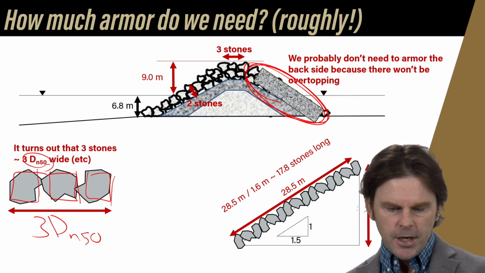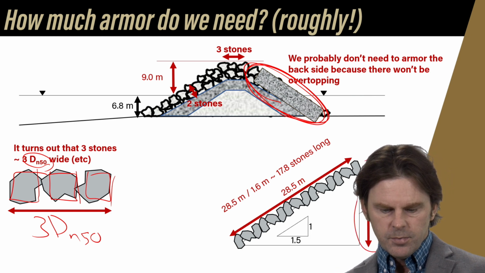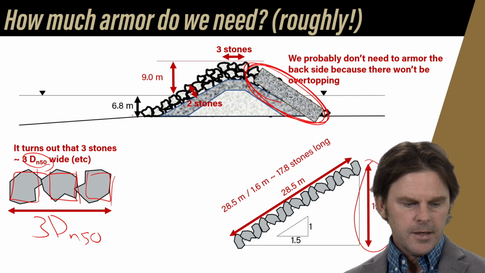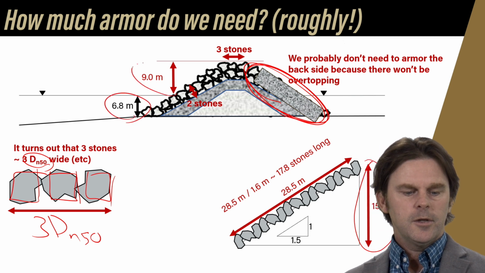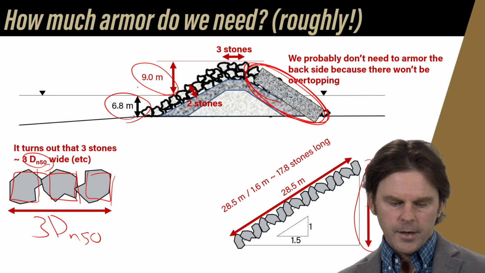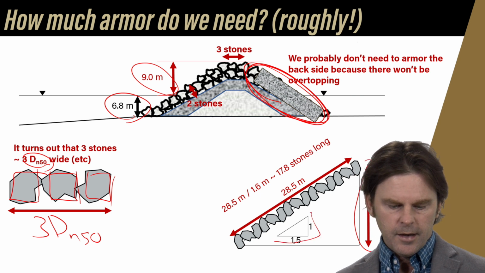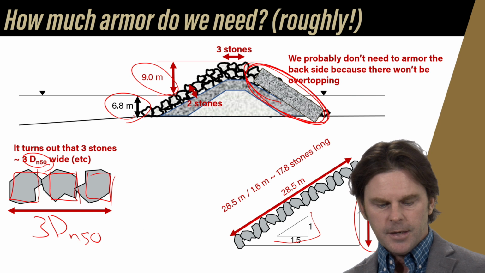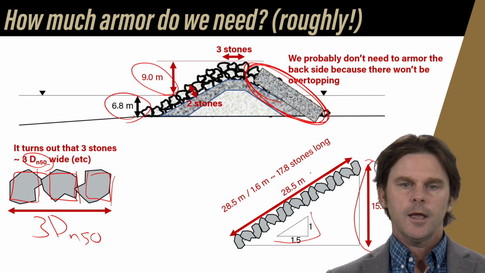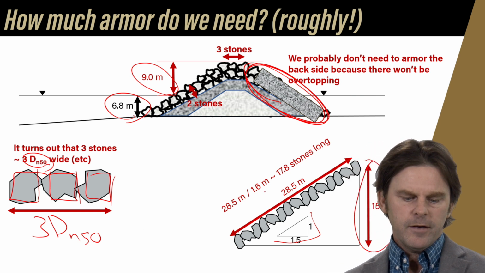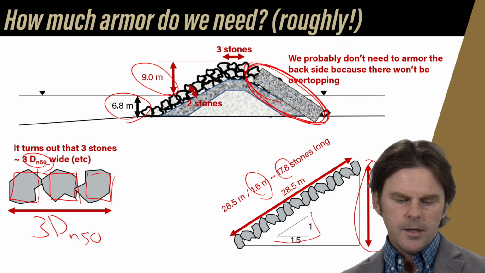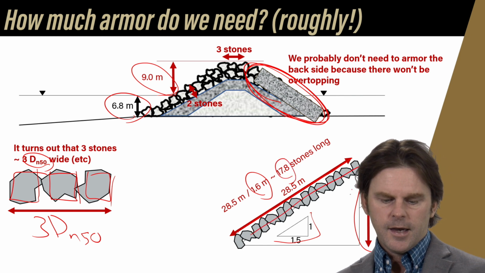Well, we just do a bit of geometry. Our breakwater needs to be 15.8 meters tall. I got that because it's 6.8 meter depth plus the 9 meter of freeboard, 15.8. We know the angle here, 1 to 1.5. And this dimension by trigonometry is therefore 28.5 meters. If we divide through by the DN50, we get that we need about 18 stones to fill that diagonal there.